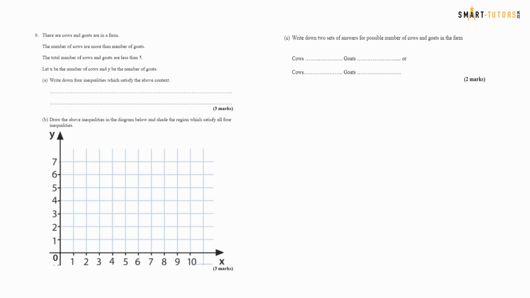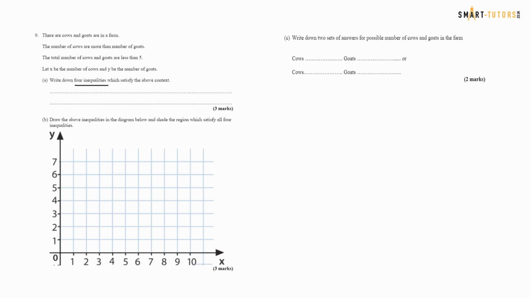Question number 9. There are cows and goats in a farm. The number of cows is more than the number of goats. The total number of cows and goats is less than 5. Let x be the number of cows and y be the number of goats. Write down 4 inequalities which satisfy the above context.